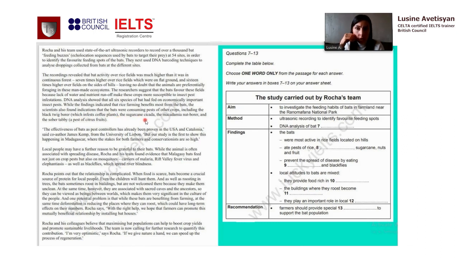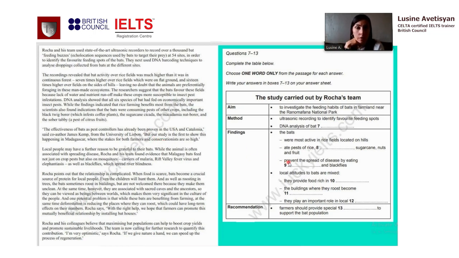The sugar cane, cicada, the other one. So let's go. They ate pests of rice, pests of coffee plants. They infest coffee plants. So these are pests of coffee plants, sugarcane, nuts, and fruits. These words are very helpful for me to understand which one I should take for this, because this and that are mentioned in the text, following the order.